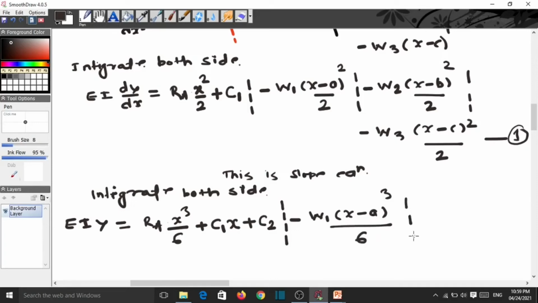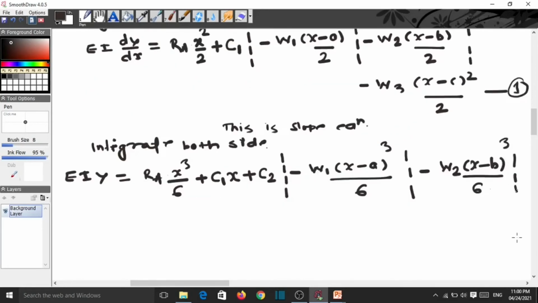Then the next section, minus W2 into (x minus b) bracket cube divided by 3, and here is a 2, so it becomes a 6. Then again the next section, it is minus W3 into (x minus c) bracket cube divided by 3, and this 2 becomes the 6.